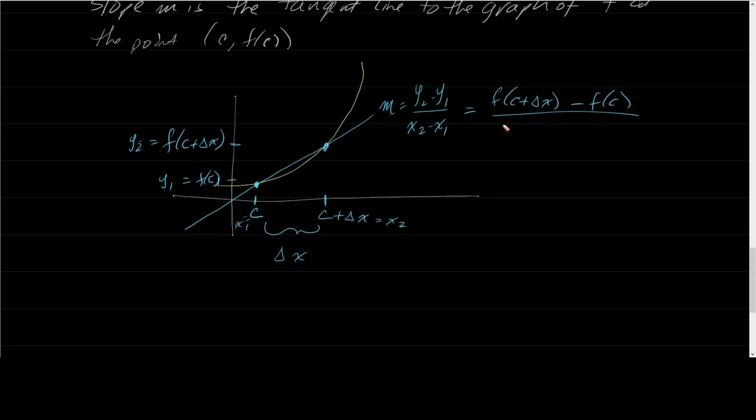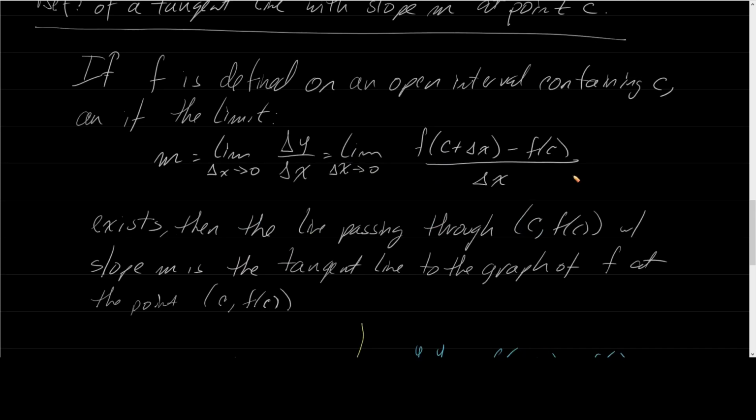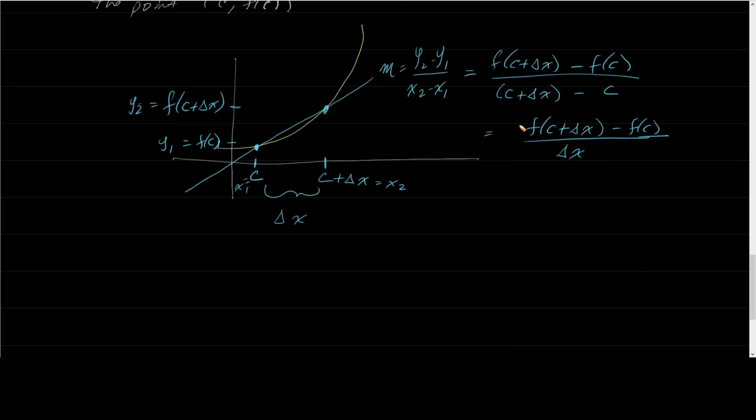So x sub 2, which is c plus delta x, minus x sub 1, which is just c. Well, if you notice in the bottom, the c's cancel out, so I just end up with delta x on the top. I have f of c plus delta x minus f of c. And that is the formula that I had inside here. All right, so that's where that comes from. And all we're going to do with that is make sure that this distance, delta x, goes to 0.